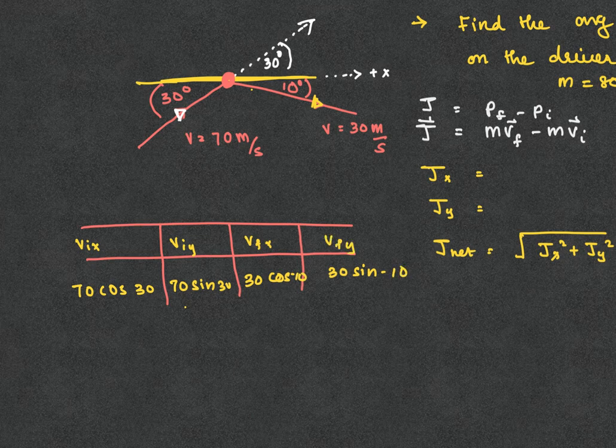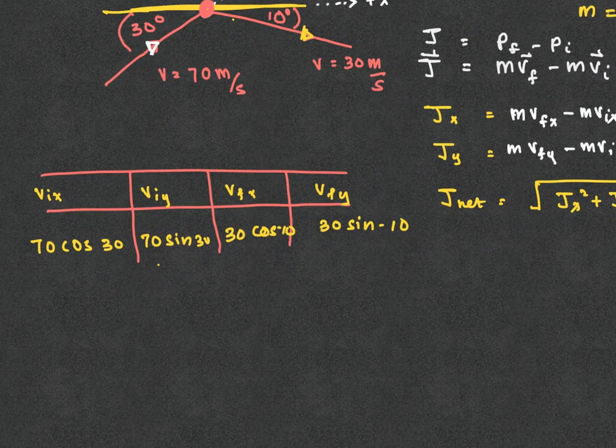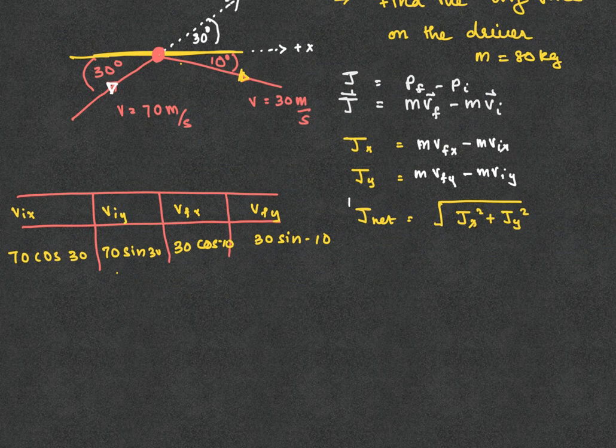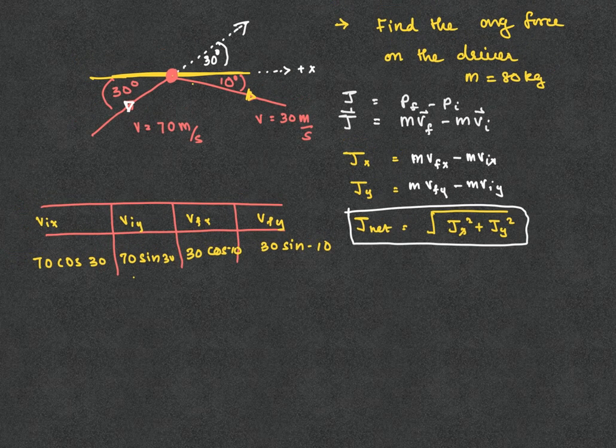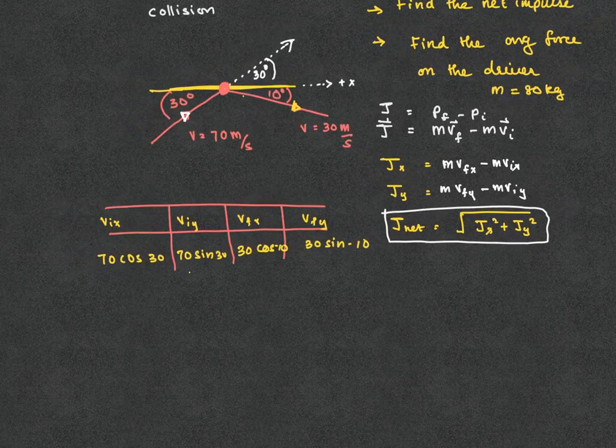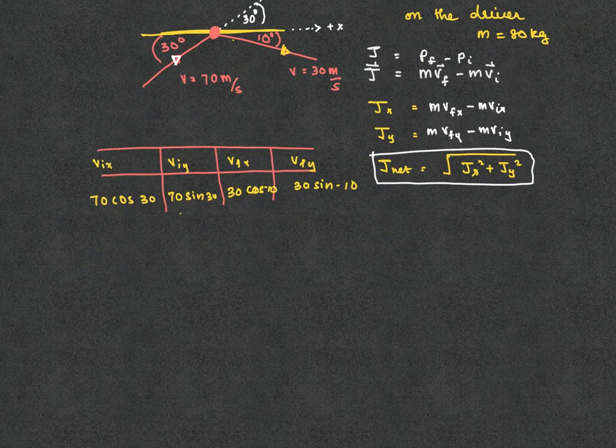Once you have V final x, y and V initial x, y, then you can find the x component of the impulse by substituting them: V final x component minus V initial x component, and for y, V final y component minus V initial y component. After you find the numerical values, you can plug them into the equation here to find the net impulse.